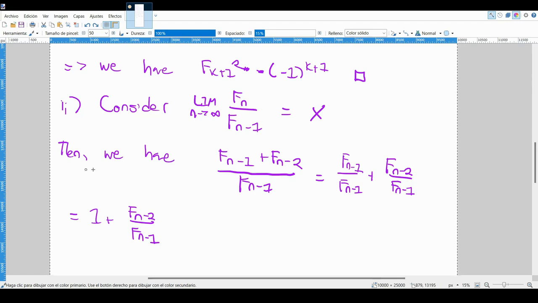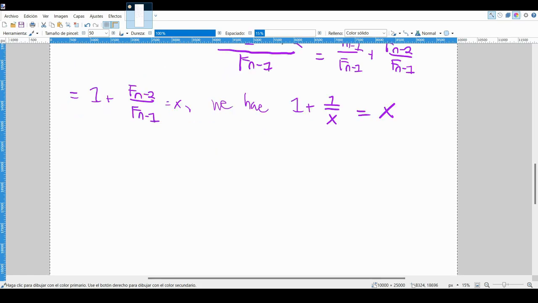This value here, 1 plus fn minus 2 over fn minus 1, equals x. We can note that fn minus 2 over fn minus 1 is just 1 over x. So we have 1 plus 1 over x equals x. If we multiply the equation entirely by x, we will have x plus 1 equals x squared, or x squared, moving everything here to the right, minus x minus 1 equals 0.